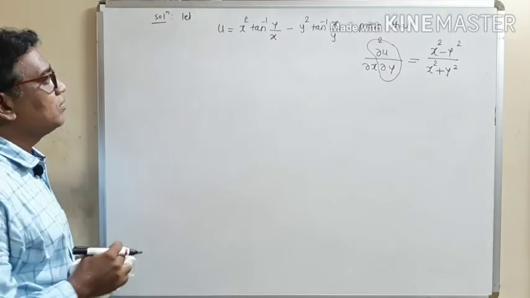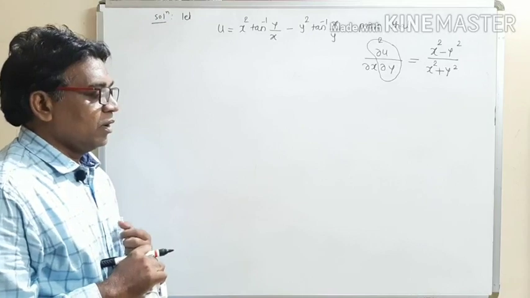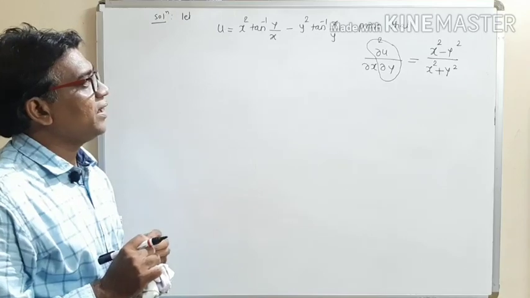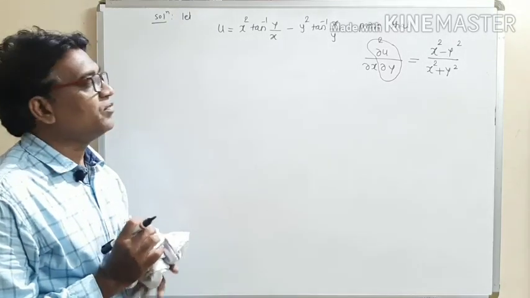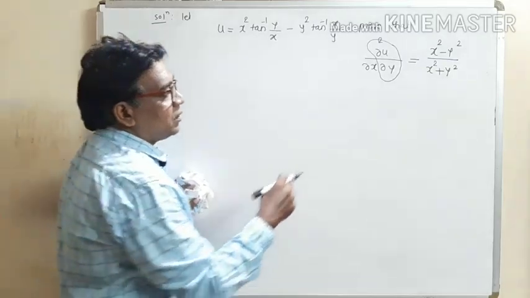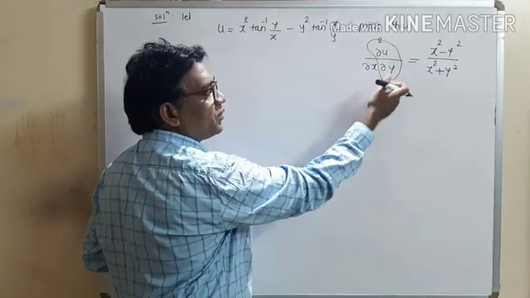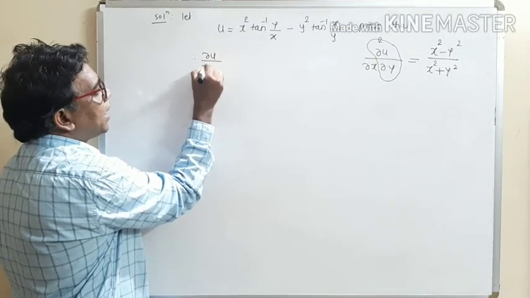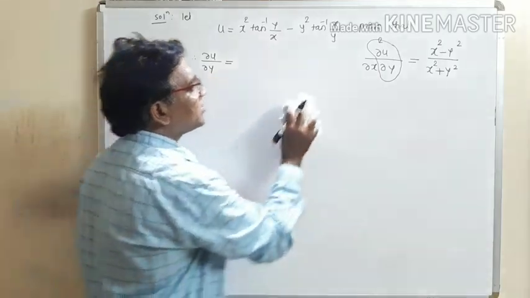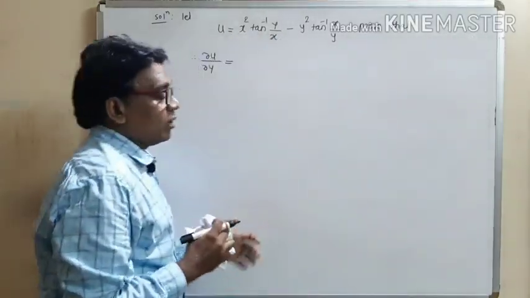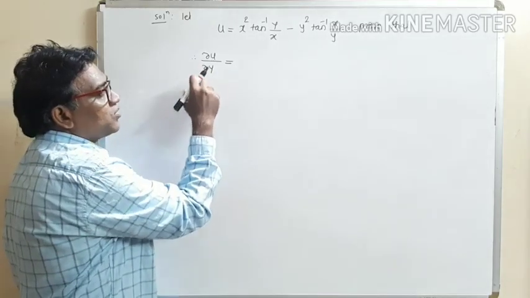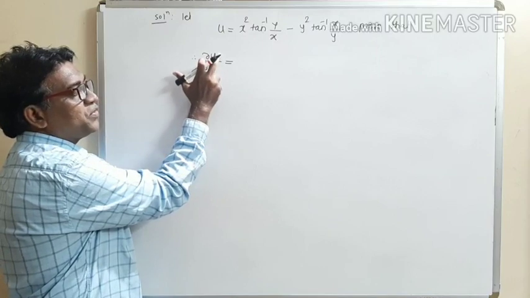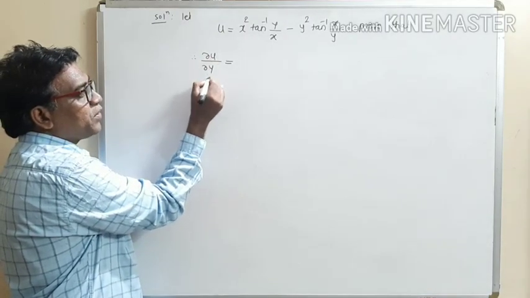So this is given. So write down, let u is equal to x² tan⁻¹(y/x) minus y² tan⁻¹(x/y). Now first of all, find out this partial derivative ∂u/∂y. So write down, therefore ∂u/∂y, this is equal to, now see how to find out this ∂u/∂y. Differentiating this u partially with respect to y.